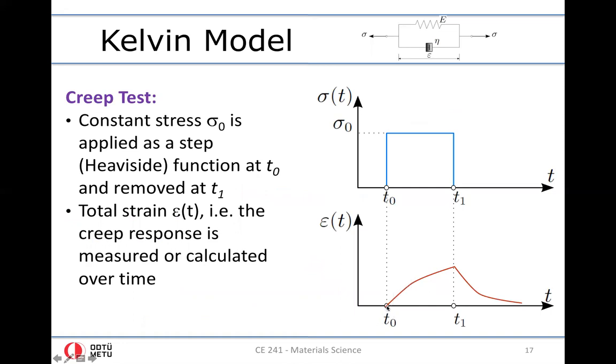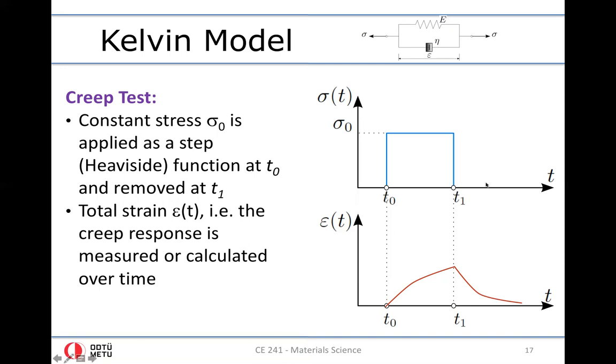And this slope of the creep response is actually determined by the viscosity of the material. Sigma 0 divided by eta gives you the initial slope of the creep curve. So by looking at the initial slope of the creep curve of the Kelvin model, you can actually identify the value of the viscosity.